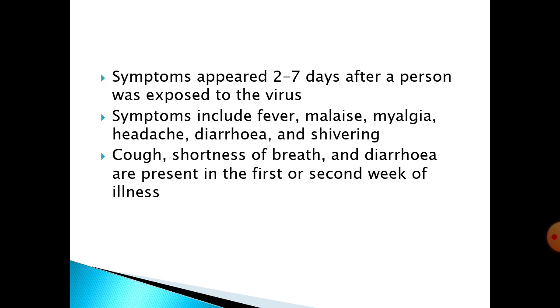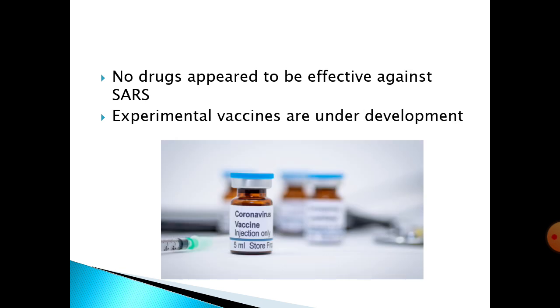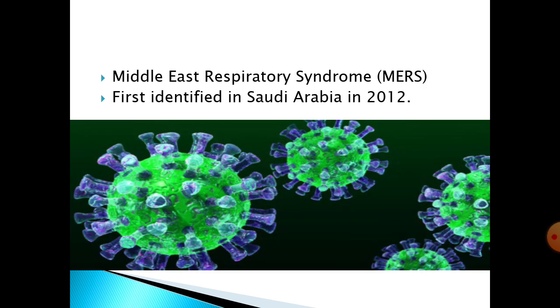include fever, malaise, myalgia, headache, diarrhea, and shivering. Cough, shortness of breath, and diarrhea are present in the first or second week of illness. Most of the fatalities associated with SARS resulted from respiratory failure. SARS can also lead to heart and liver failure. The group most at risk of developing complications is people above 60 years of age who have been diagnosed with another chronic condition. No drugs appear to be effective against SARS. Experimental vaccines are under development.